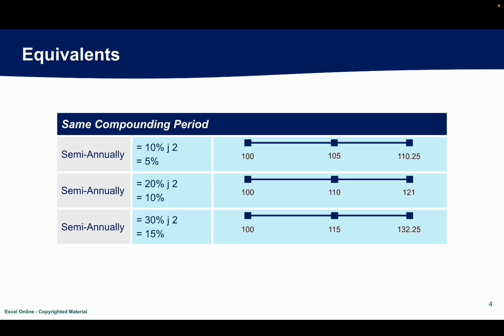Now, on this slide, the rates are different, but the compounding periods are the same. They are all J2. We can see the rates are also not equivalent, as after 1 year, the FV of the loans are different. So pause the video again and try doing the math.